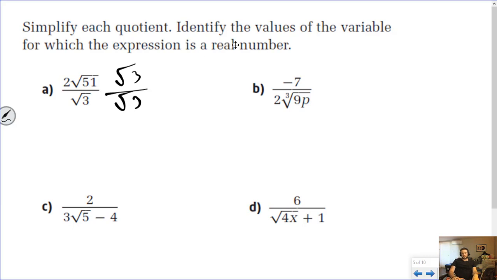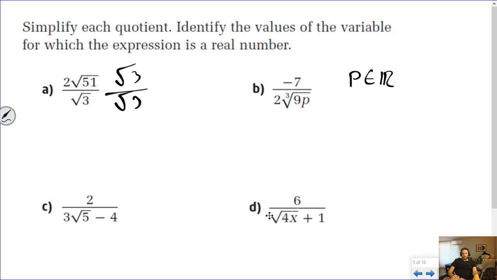Now, the question here also says, identify the values of the variables for which the expression is a real number. So what I mean by that is, make sure you're not breaking rules. So again, what are the rules? We can't take an even root of a negative number. So for example, for this question, what is p not allowed to be? Well, in this case, p could be anything. It's allowed to be negative because we have a 3 here. If this was a 2 or a 4 or any other even number, p is not allowed to be negative because that would make the number underneath negative. But where it's a 3, there is no restriction on p. So for this one, p could be anything.